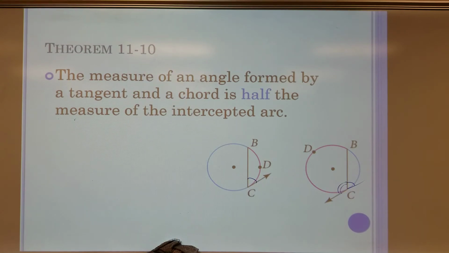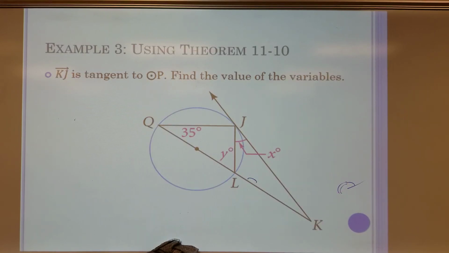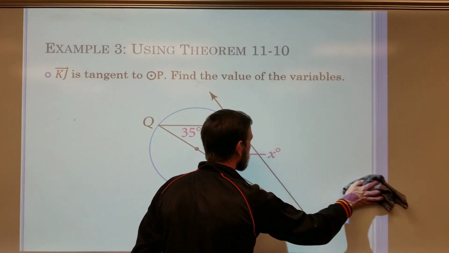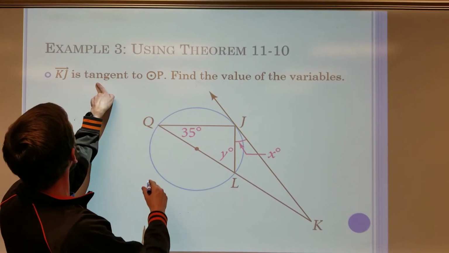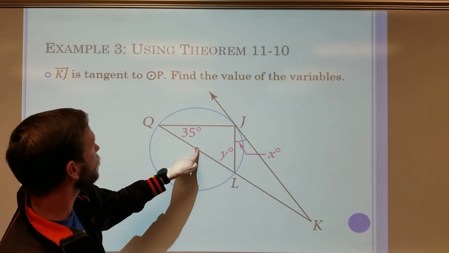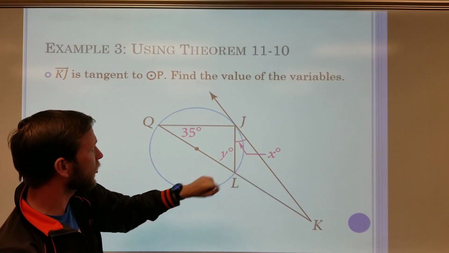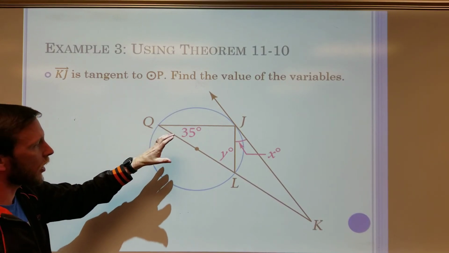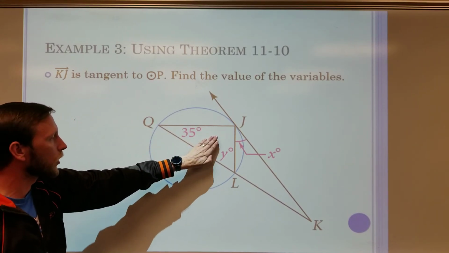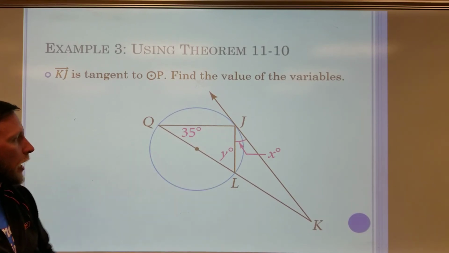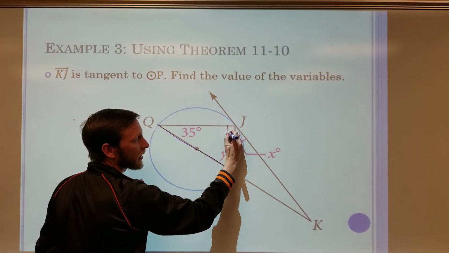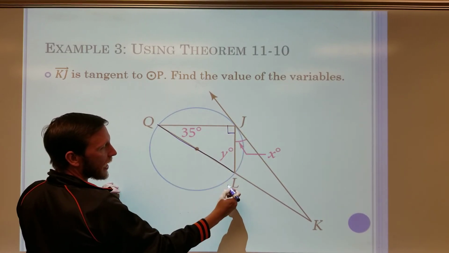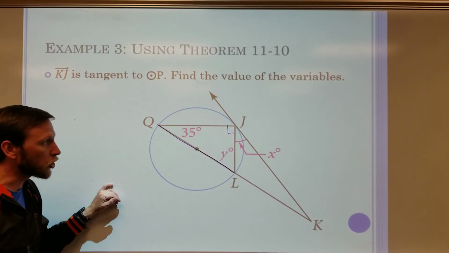So we can consider that as we explore and apply this in these next two examples. I will do this one. Your job will be to do the next one. So in this situation, we've got KJ is tangent to the circle. Find the value of these variables, x and y. So the first thing I'm going to do is handle what's going on here with the triangle, because I know that this is a diameter because it goes through the center. That means that this inscribed angle, QJL, is a right angle.